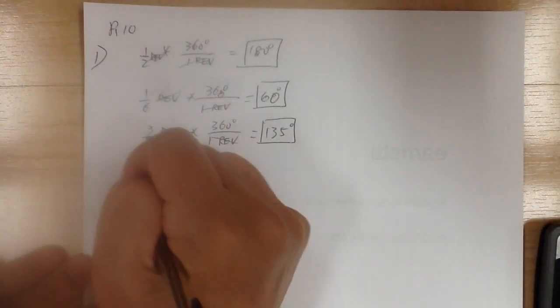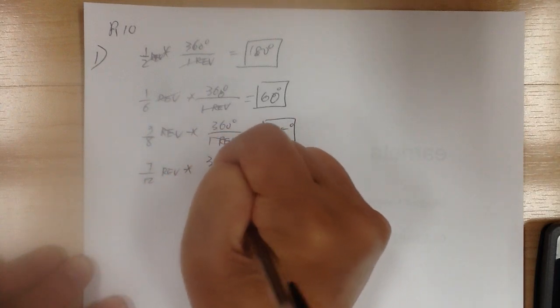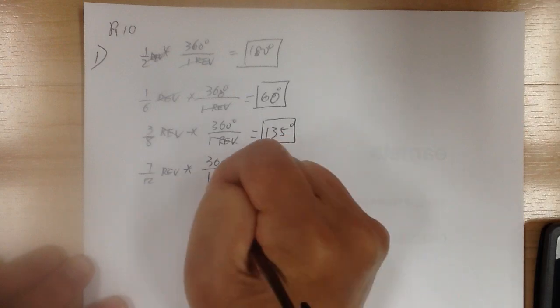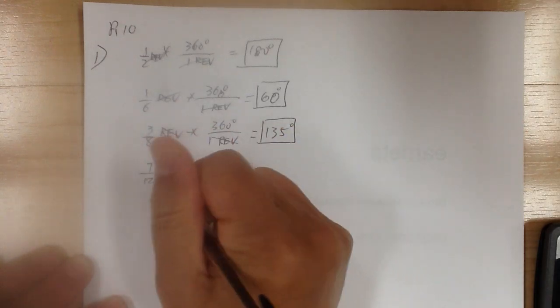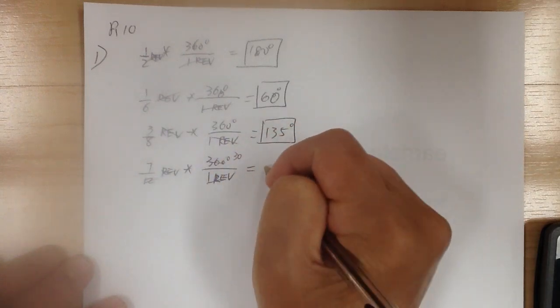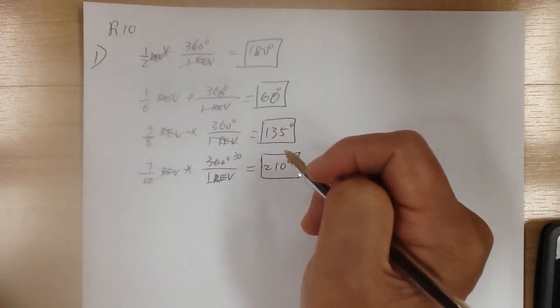And the last one, 7/12 revolution. Again, you times by 360 degrees over one revolution. So notice that the label will cancel out accordingly. Okay, so this will equal 210 degrees.